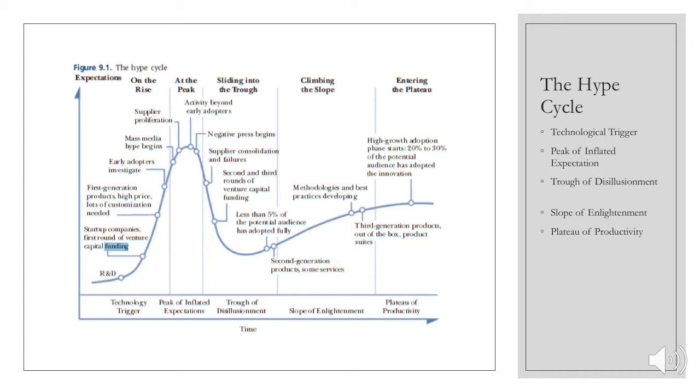We see a little downward slope, but it's coming up, and this is the next step, which is the slope of enlightenment, where new advancements are made and even more applications for the technology are realized. Finally, the plateau of productivity is where the mainstream adoption begins and growth is seen.